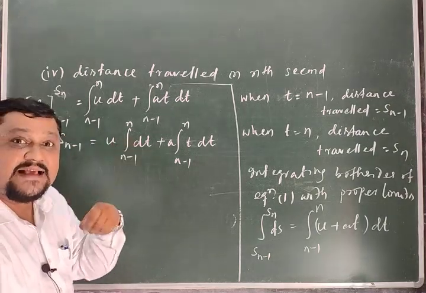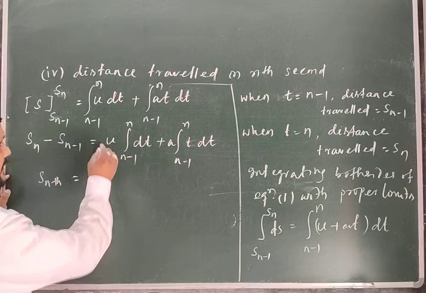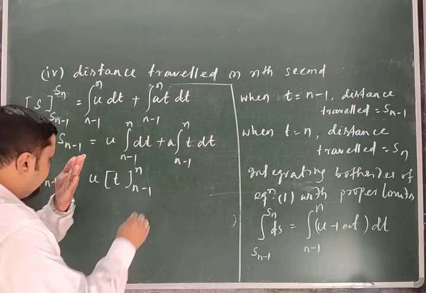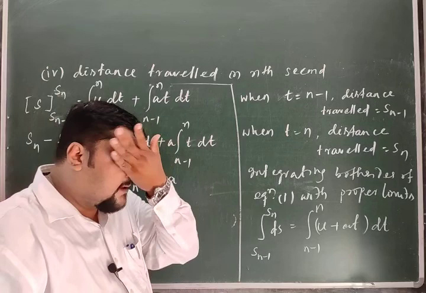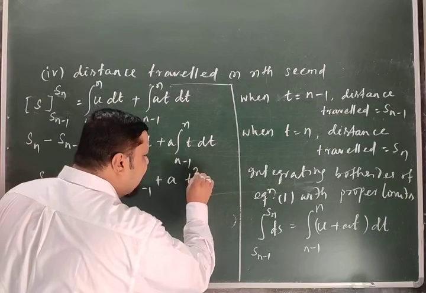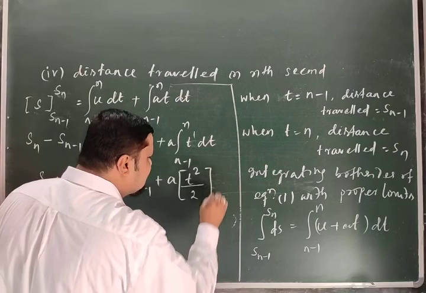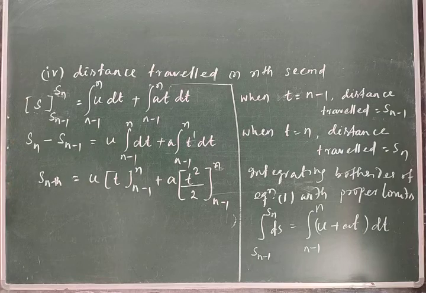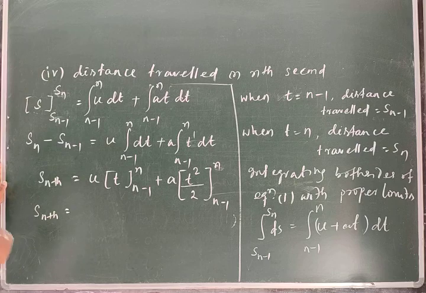That is equal to S(nth). So I can take S(nth) equal to u ∫dt, which is t with limits n-1 to n, plus a times ∫t dt. For x to the power n dx, the result is x to the n+1 by n+1. So t to the power 1, 1+1 is 2, t squared by 2, with limits n-1 to n. Clear? Now this is equal to S(nth). Remember, S(nth) means distance traveled in the nth second.